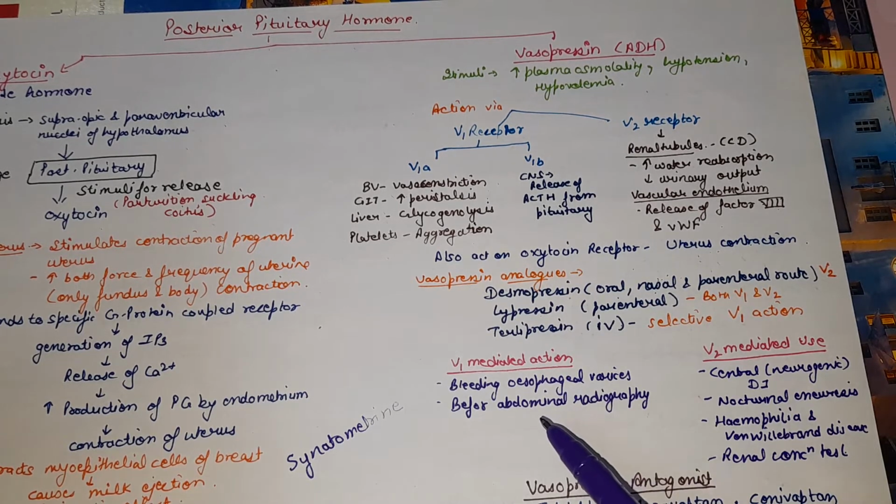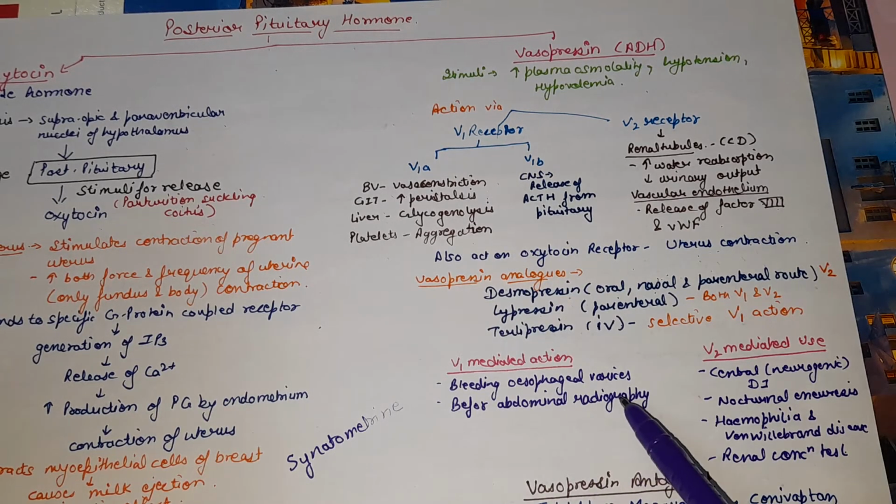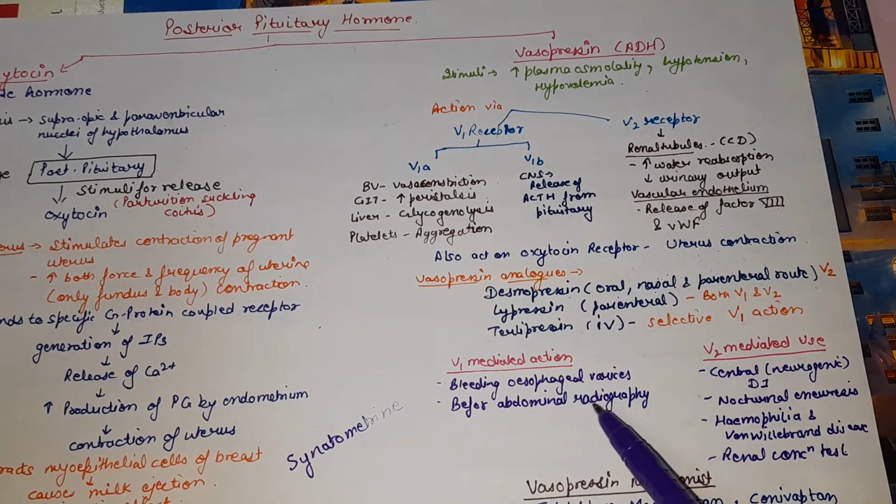Next, vasopressin may be used before abdominal radiography to expel intestinal gas by acting on the V1 receptor in the intestine, because it causes increased peristalsis in the GIT.